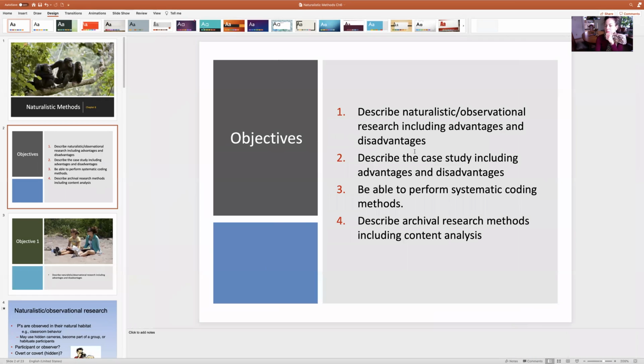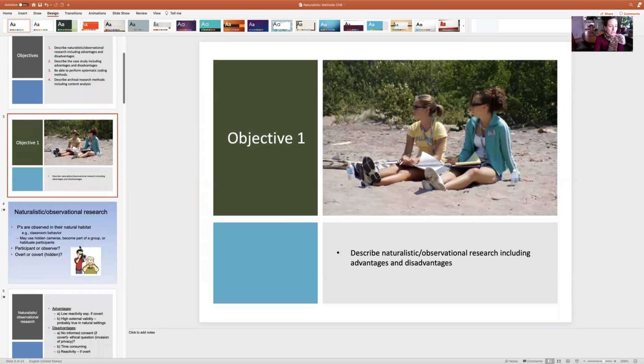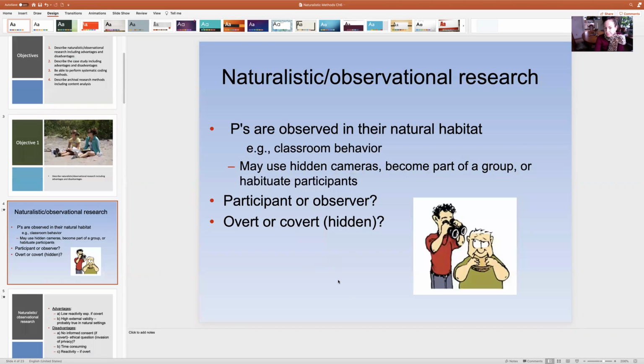Describe naturalistic and observational research, including the advantages and disadvantages. We'll talk about the case study, and we'll talk about systematic coding methods, and then archival methods, including content analysis. So first, objective one, describing naturalistic or observational research and the advantages and disadvantages.